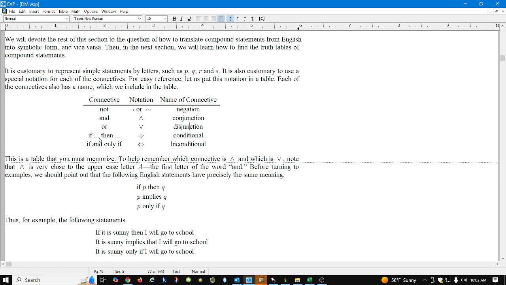If then, or implies, is written with a double arrow. That's the way I write it. That's common notation, but there are other notations. That's called a conditional. And if and only if is a double arrow, called biconditional. I don't generally like saying this, but this is a table you must memorize. And I wouldn't go too much further in this video before I had these terms clearly in my mind. It takes a little time for them to really sink in, but do the best you can right now.